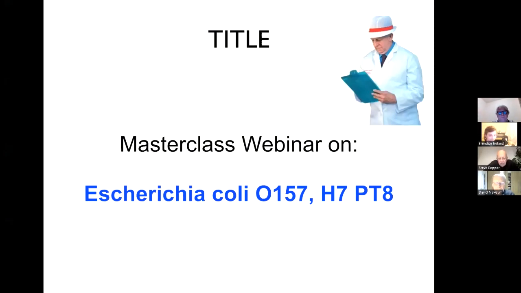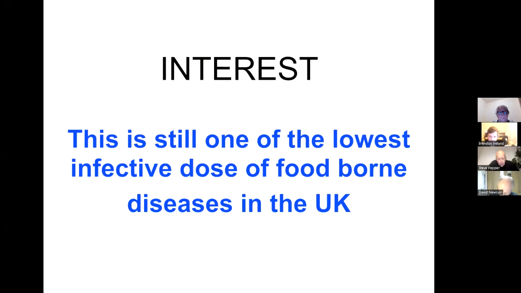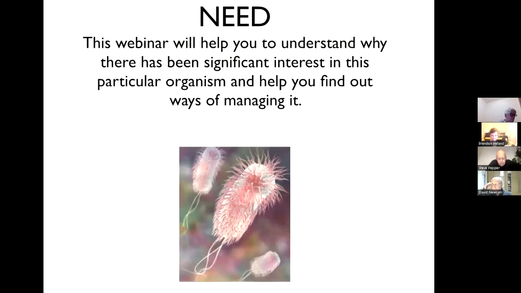Right, this is a masterclass webinar that we prepared on E. coli, Escherichia coli O157:H7, Vero toxin type 8. It's still one of the lowest infective doses of foodborne diseases in the UK. So it's a foodborne disease, it's not food poisoning. Officially, as few as 10 organisms can make you ill, but scientists reckon it can be as few as a single bacterium. So it's very important that you get this right.